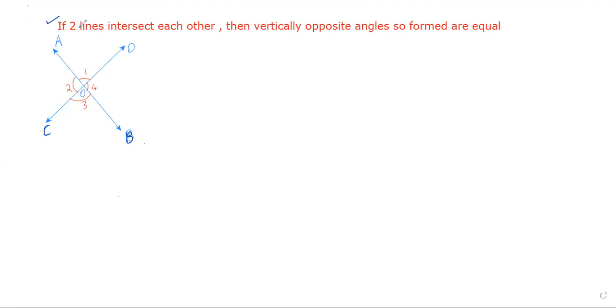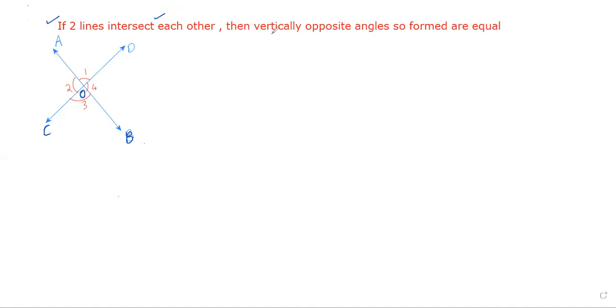After writing your statement and trying to understand it, you're going to draw the figure. For the first part, if two lines intersect each other, I'm having two lines here. One line is AB. The other line is CD. These two lines are intersecting at a point O. This is what I have got. This is the first part of the statement.